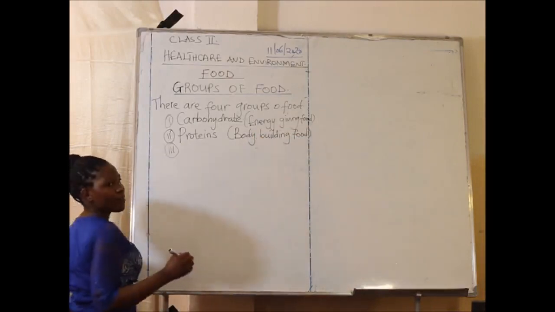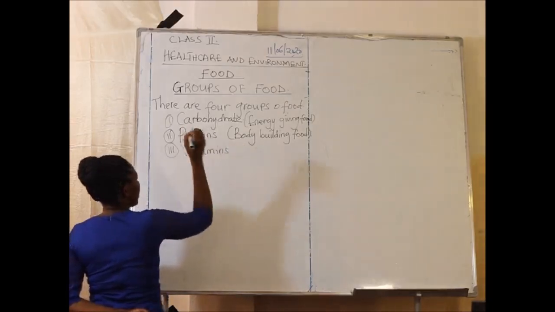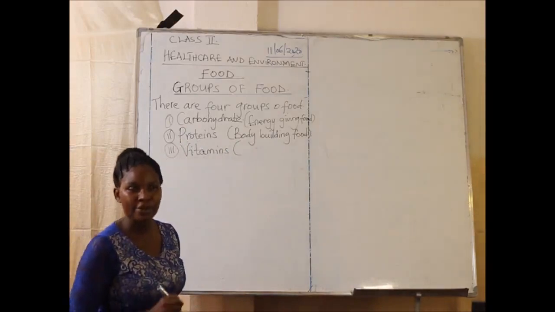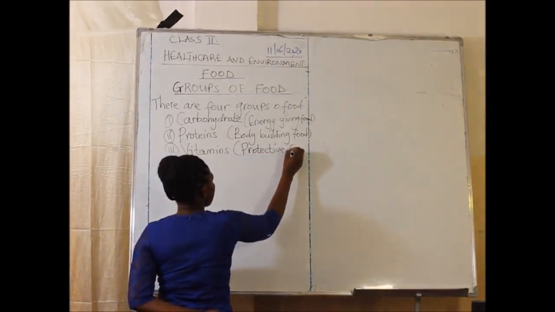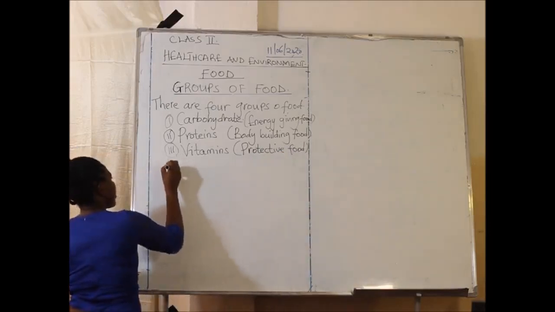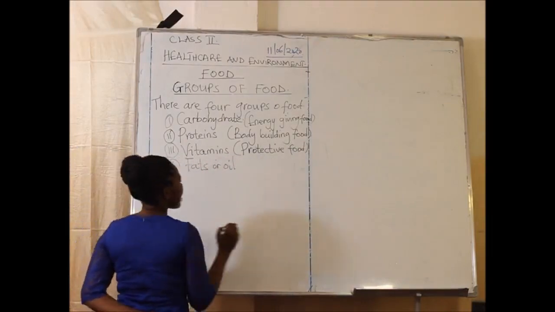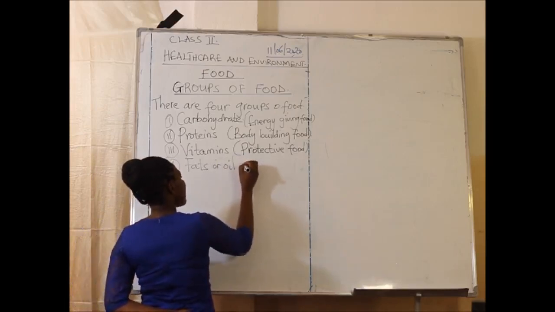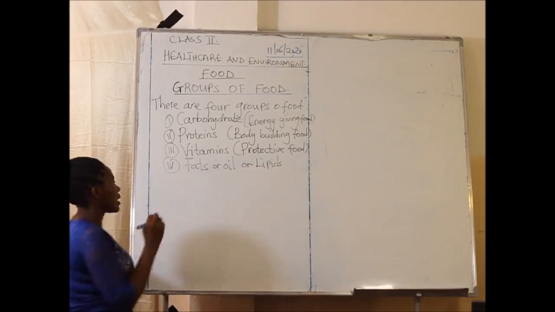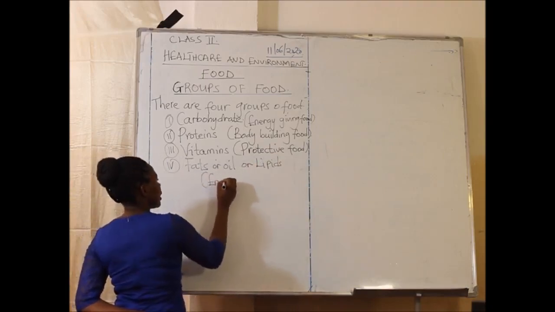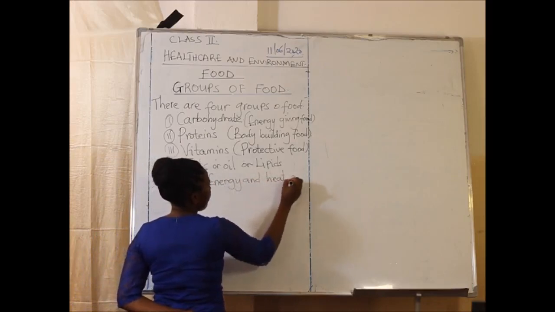Another group number 3, we have vitamins. Vitamins, or we say protective food. This is protective food. And the last one, we have fats or oil. In another name of fats and oil, we call it lipids. These fats and oil or lipids, we call it energy and heat-giving food.